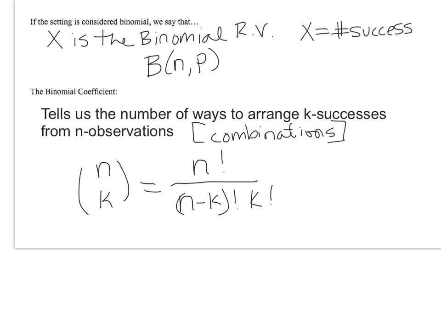So n choose k. This tells you the number of ways in which we can look at the arrangements of k successes from n observations. By the way, so that you know, n is always greater than or equal to k. The most number of successes you can have for k would be the n observations, and generally it'll be less than that. So we're going to be working with this a little bit today as well.